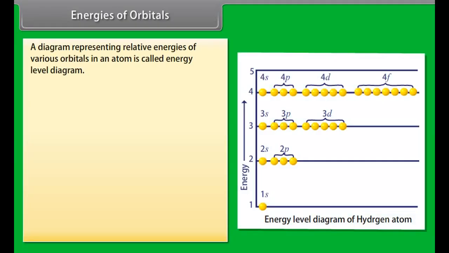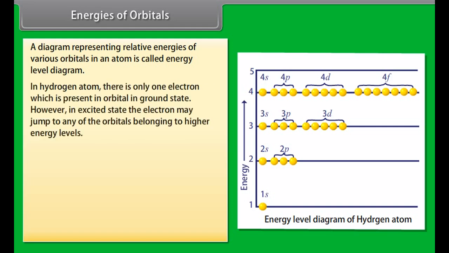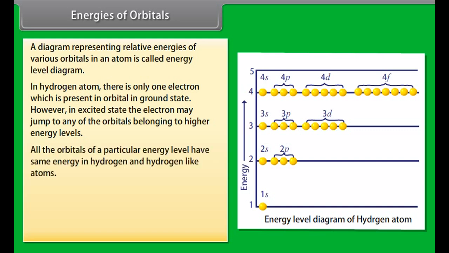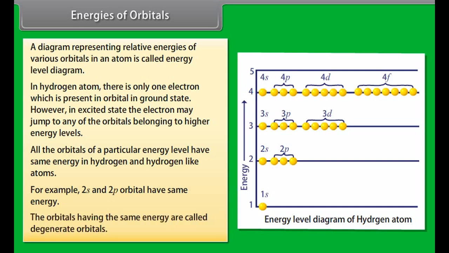Energies of orbitals. A diagram representing the relative energies of various orbitals in an atom is called an energy level diagram. In the hydrogen atom, there is only one electron, which is present in the 1s orbital in the ground state. However, in the excited state, the electron may jump to any of the orbitals belonging to higher energy levels. All the orbitals of a particular energy level have the same energy in hydrogen and hydrogen-like atoms. For example, 2s and 2p orbitals have the same energy. The orbitals having the same energy are called degenerate orbitals.